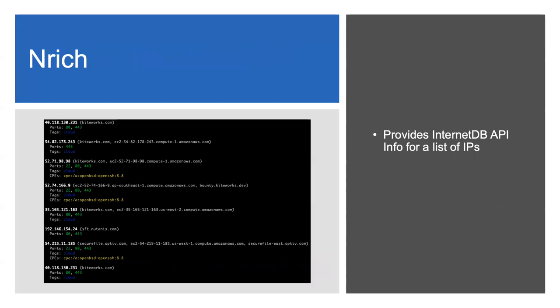And then Nrich is a tool that leverages the InternetDB API. It's basically a wrapper, so you don't have to spin up your own tool. You can just feed it a list and it'll provide you ports, any kind of tags, domain names, and information of that nature.